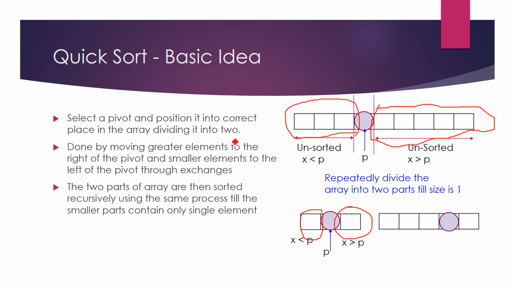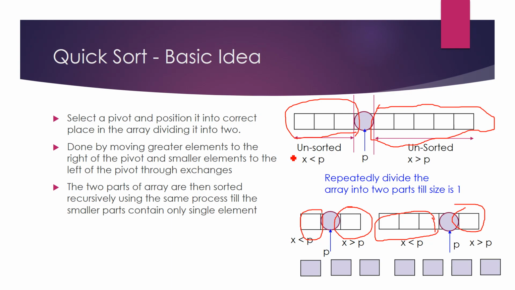The same thing happens with the other array, and we choose a pivot and make sure that the elements to its left are less than P and the elements to its right are greater than P. And then we repeatedly do that till we are just left with single elements in our smaller partitions, and at that time we can say that the array is actually sorted, because we would have done exchanges, or moved elements, in such a way that the entire array is now sorted.